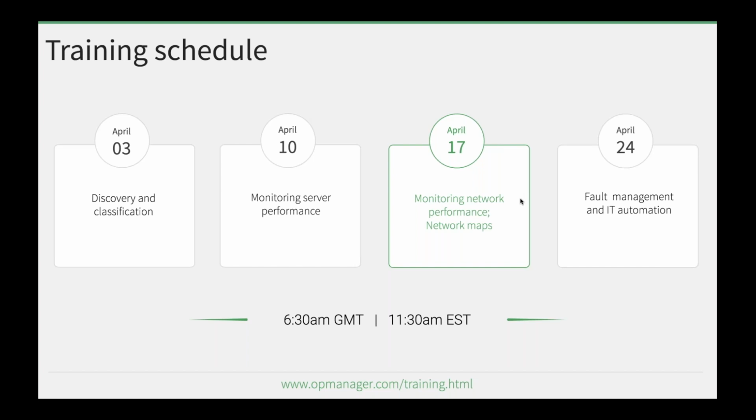And in the second part that happened on April 10th, we discussed monitoring server performance. So we talked about monitoring the availability of the devices, availability of the processes, services, and also the performance metrics like CPU, memory, disk utilization. And also we discussed monitoring the virtual servers for VMware, Hyper-V, Xen servers, and so on.